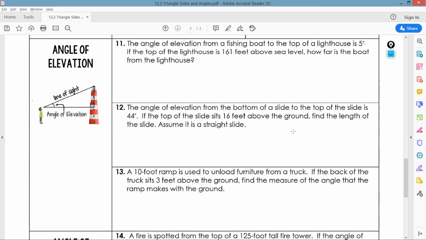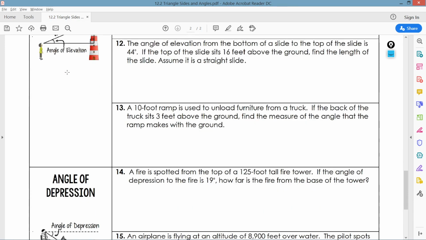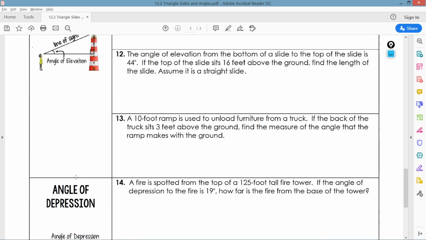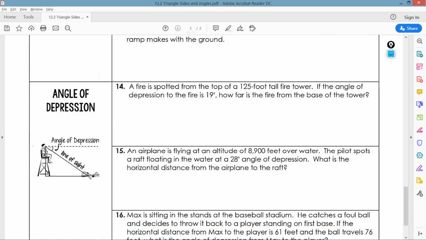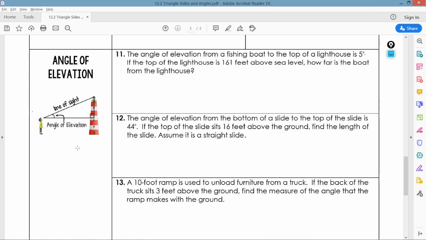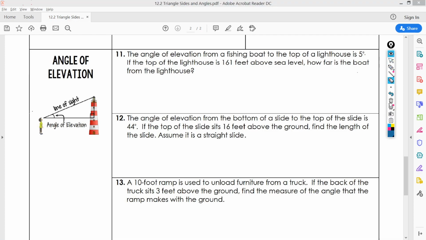Okay. So we got two terms, angle of elevation and angle of depression. Angle of elevation is really simple. We start from a flat line, and the angle of elevation is the number of degrees upward. An angle of depression is the opposite. We're starting at a top line, and the angle of depression is the number of degrees downward. So number 11 says the angle of elevation from a fishing boat to the top of the lighthouse is 5 degrees. It's really a smart idea to draw a picture with these.